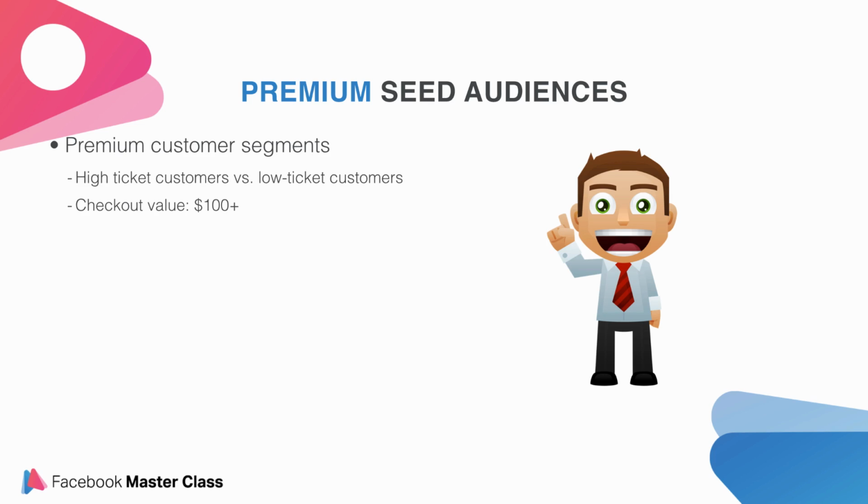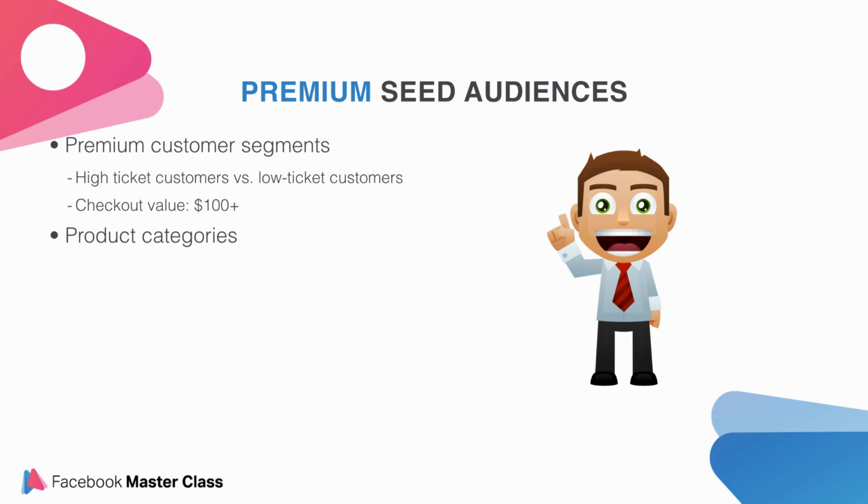Of course, you have to split this, but just be aware that we have the option to focus on specific customer segments only. For example, your high ticket customers only. Or if you have an online shop, there will be people who spend maybe $10 in your online shop. And then there are maybe people who spend like $300 in your online shop. So you can put together a list of buyers with a really high checkout value of, let's say, $100 plus, and just go after them. Put them into a custom audience and turn them into a lookalike audience.